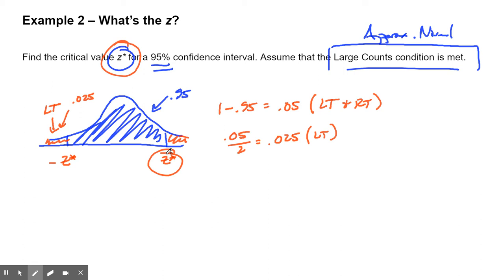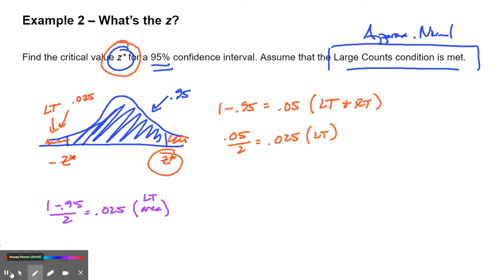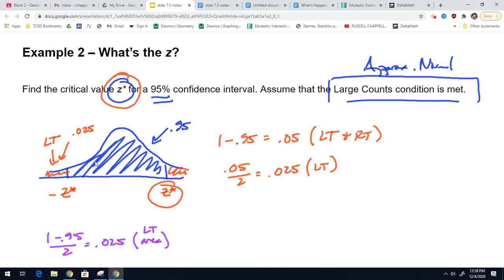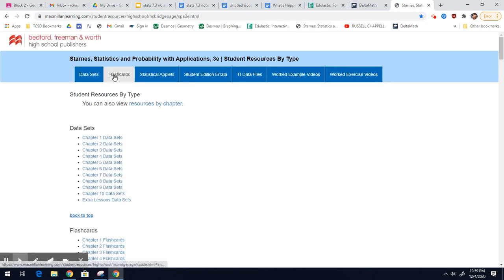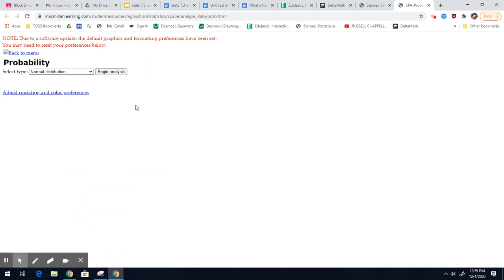So what you need to do in this problem is when you get the confidence level, take 1 minus that confidence level and then divide it by 2. That'll get you your left tail area. So again, this was the explanation. If I was doing this problem, I would do 1 minus 0.95 divided by 2. That's 0.025. You can think of this as your probability value, or that's the area, and it's the left tail area. Okay? So now I'm going to go to the probability stats applet. I'm going to click on statistical applets, probability, normal distribution.